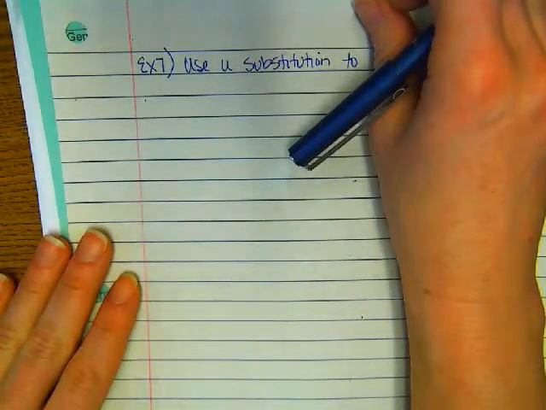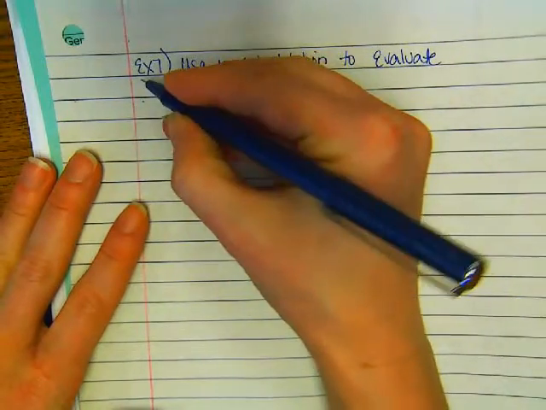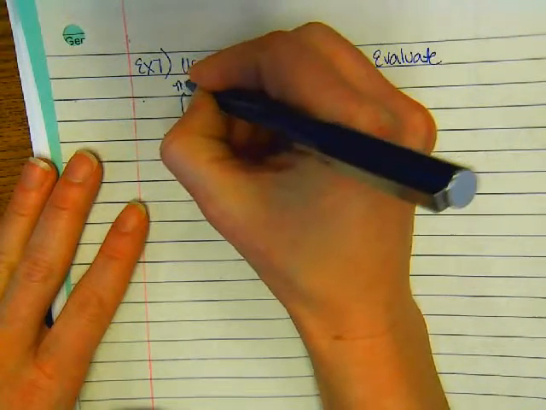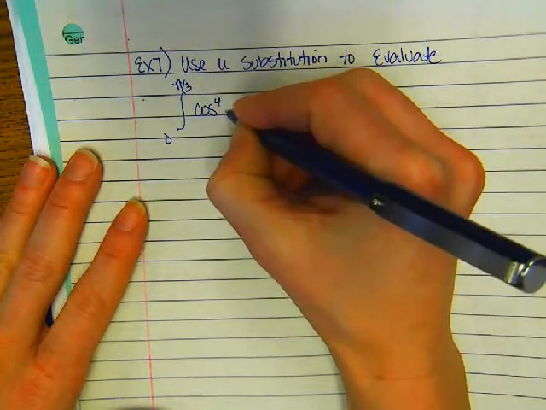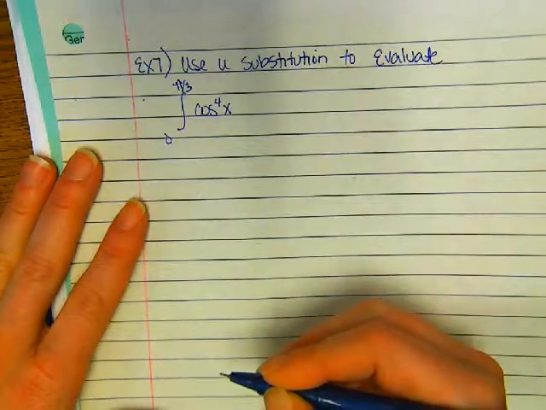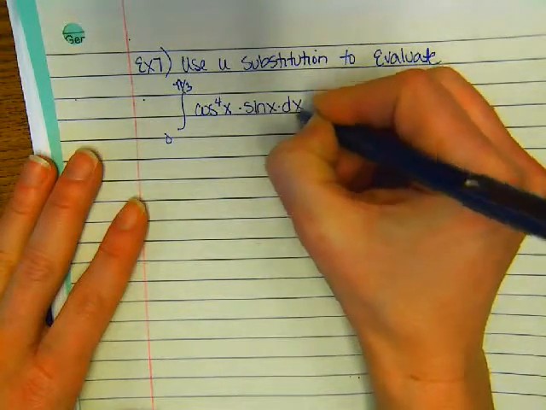So what we're going to do is rewrite our integral, and then we're going to actually rewrite the endpoints of the integral. So I'll show you what I mean by that. We're going to write from 0 to pi thirds cosine to the fourth of x times sine of x dx.